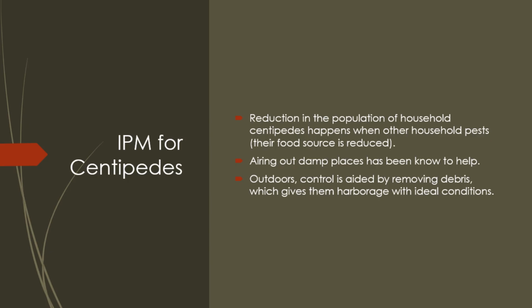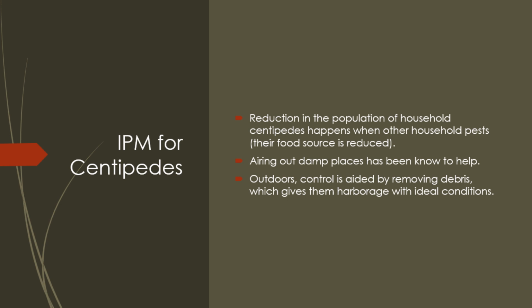Another insect that we could use IPM for would be centipedes. Reduction in the population of household centipedes happens when other household pests, basically their food source, is reduced. So as you can imagine, if we're reducing their food source, because centipedes do feed on other insects, we're going to be knocking out the centipede population as well. You reduce their food source, they're not going to have anything to eat, they're not going to last really long.